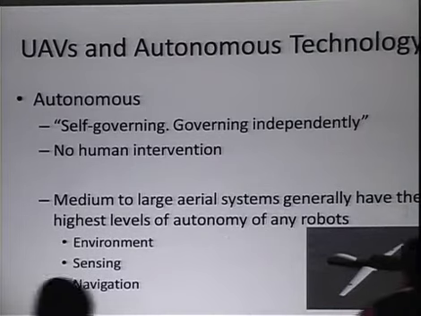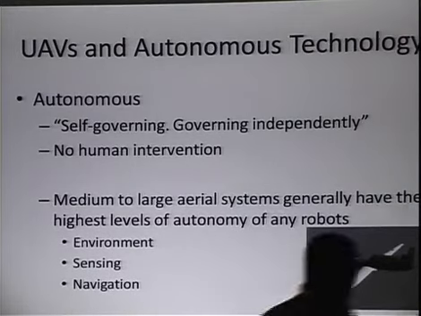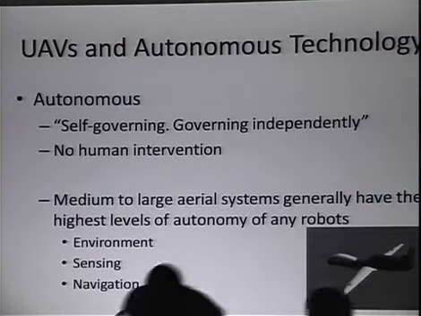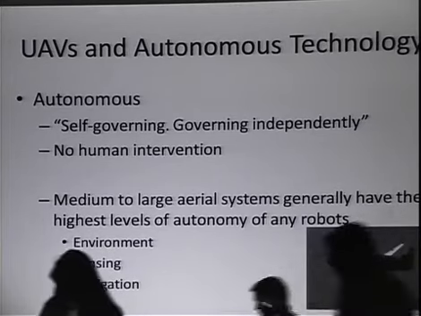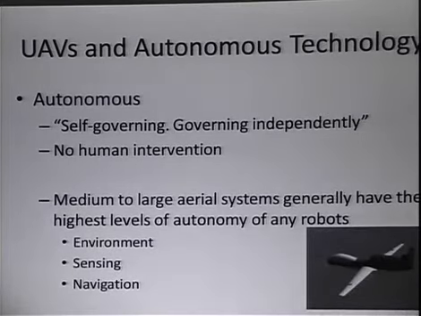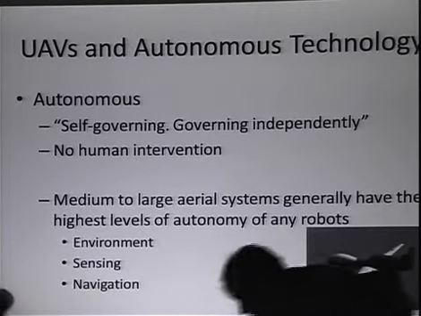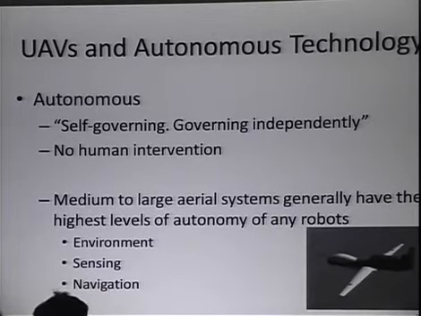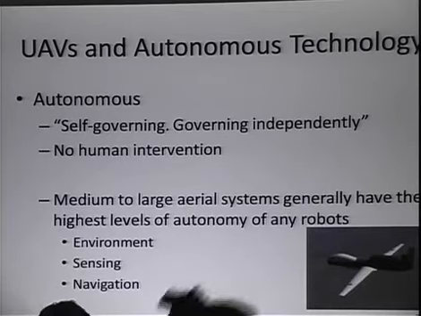So real quick introduction to UAVs and autonomous technology. Autonomous essentially means self-governing. It's a robot that makes its own decisions, independent of human interaction. The best thing about autonomous systems is that when applied to aerial vehicles, we have taken the technology pretty far so far. With ground robots, you have to take into consideration the environment and sensing, obstacle avoidance, and all this other jazz.